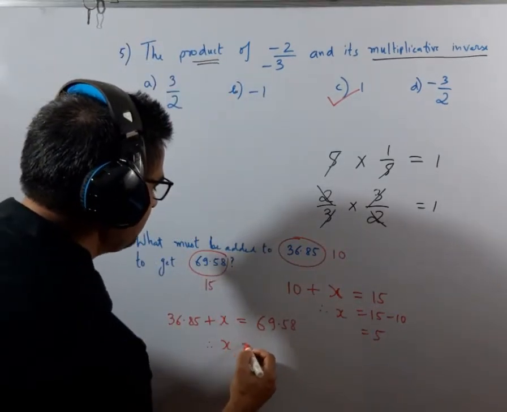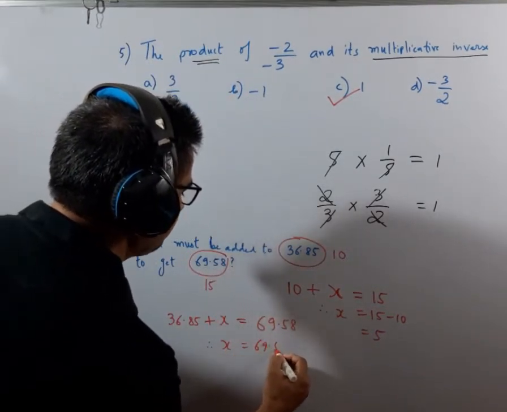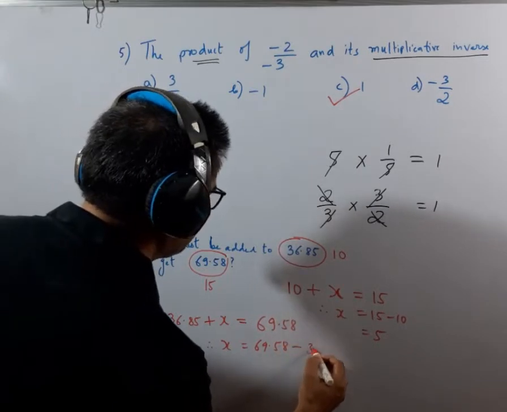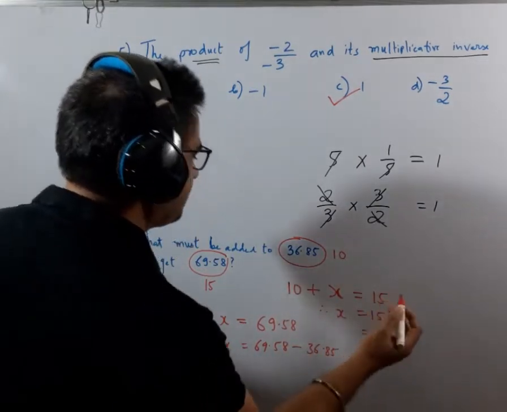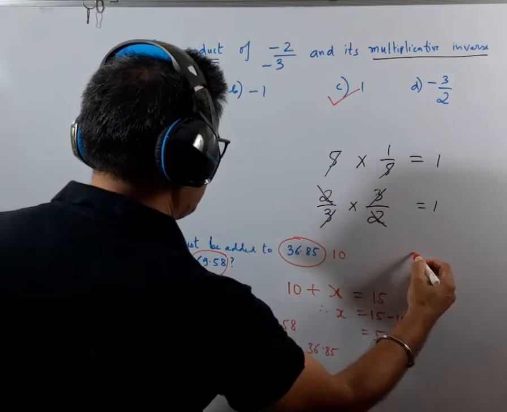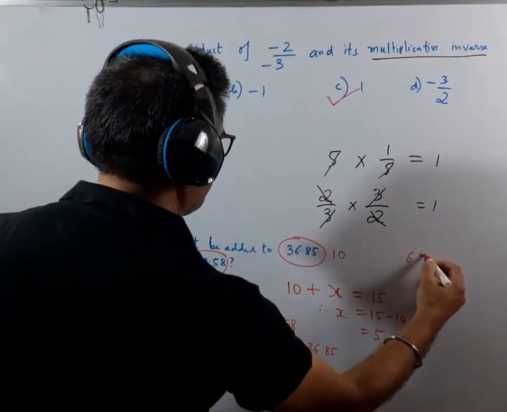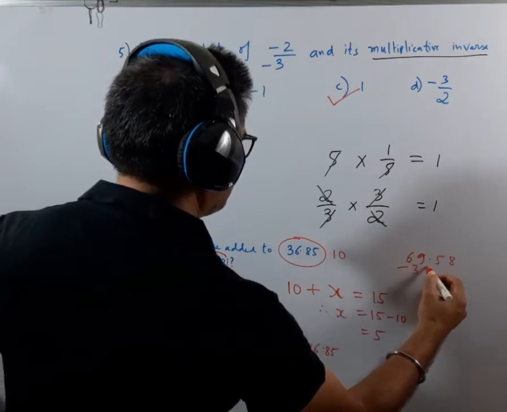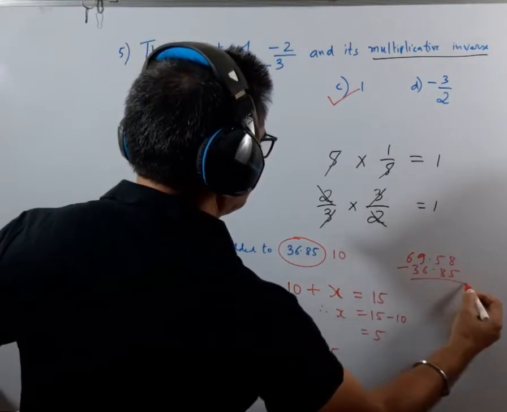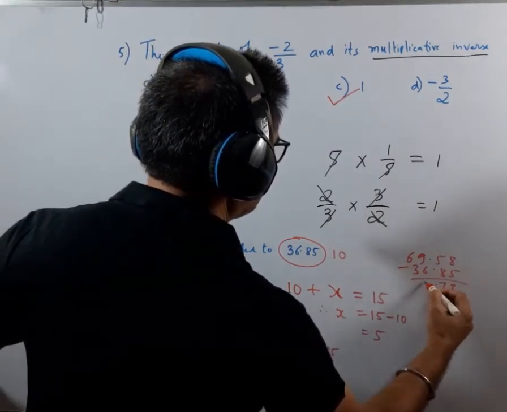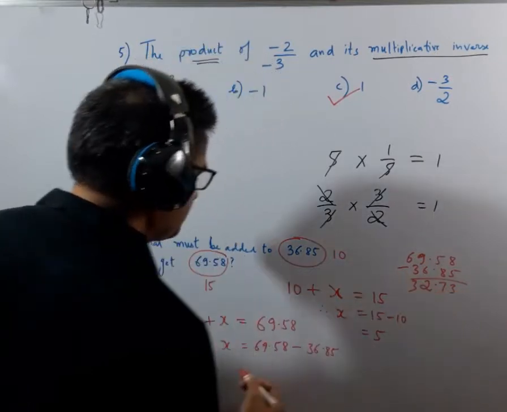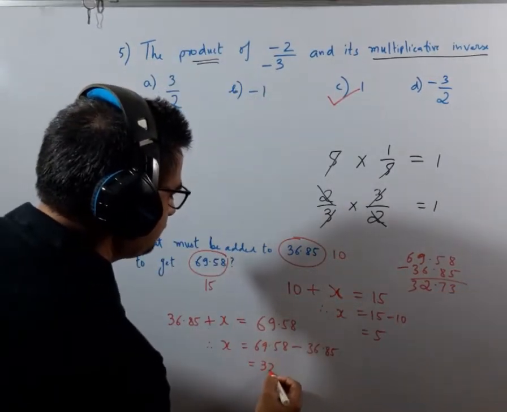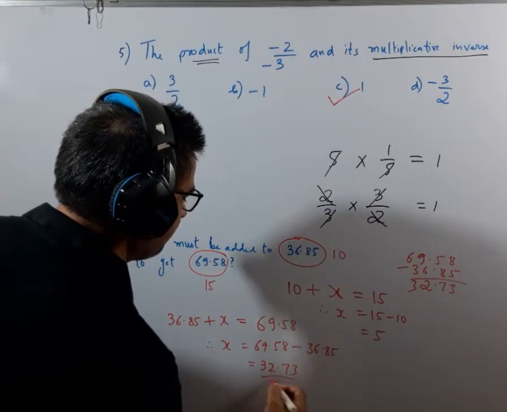So x will be equal to 69.58 minus 36.85. Let's try and solve and find out what this comes to. So it's 69.58 minus 36.85. So this is 3, this is 7, this is 2, and this is 3. So this comes to 32.73. That's the answer.